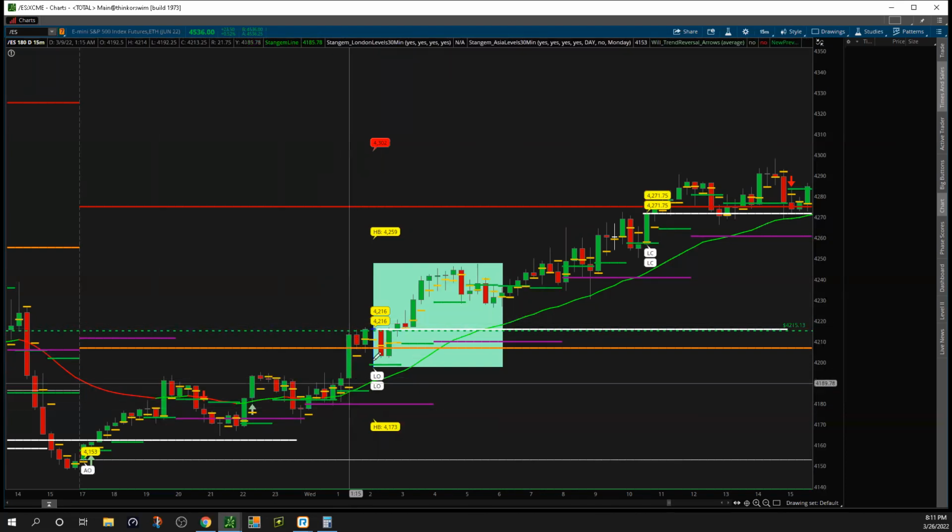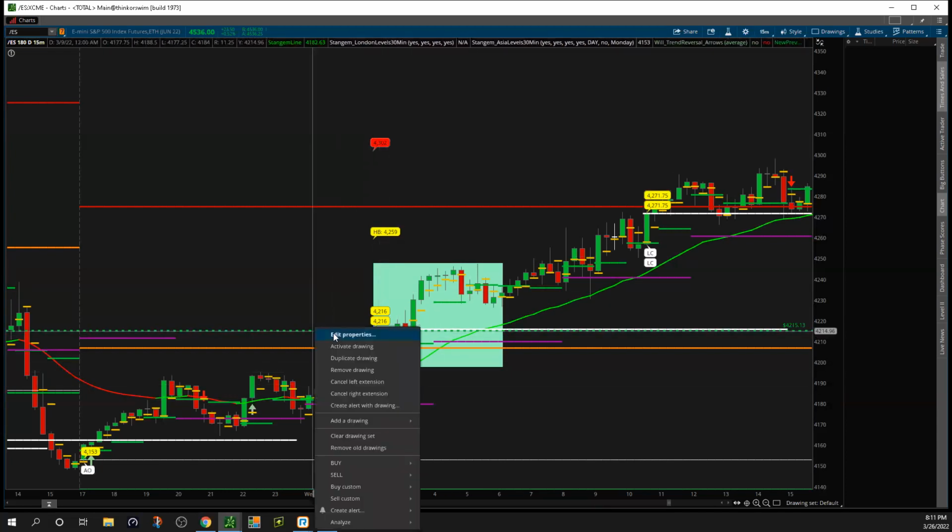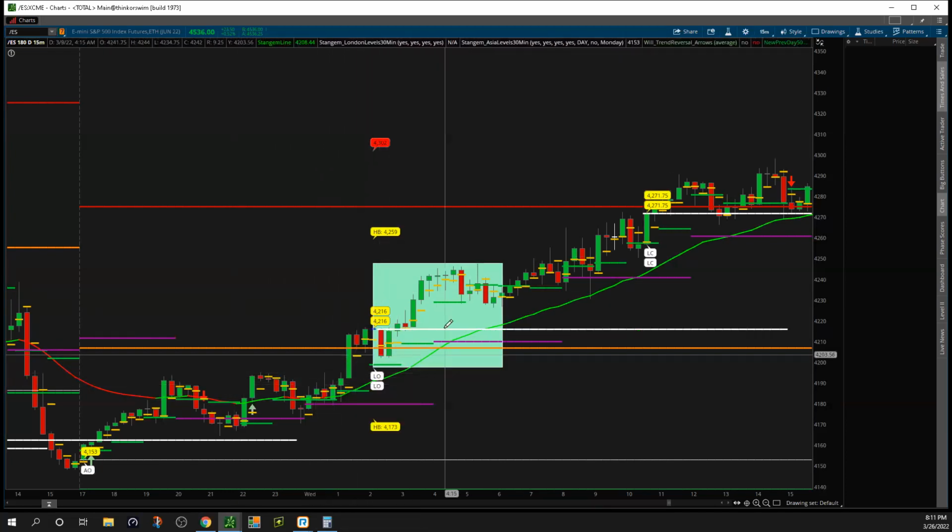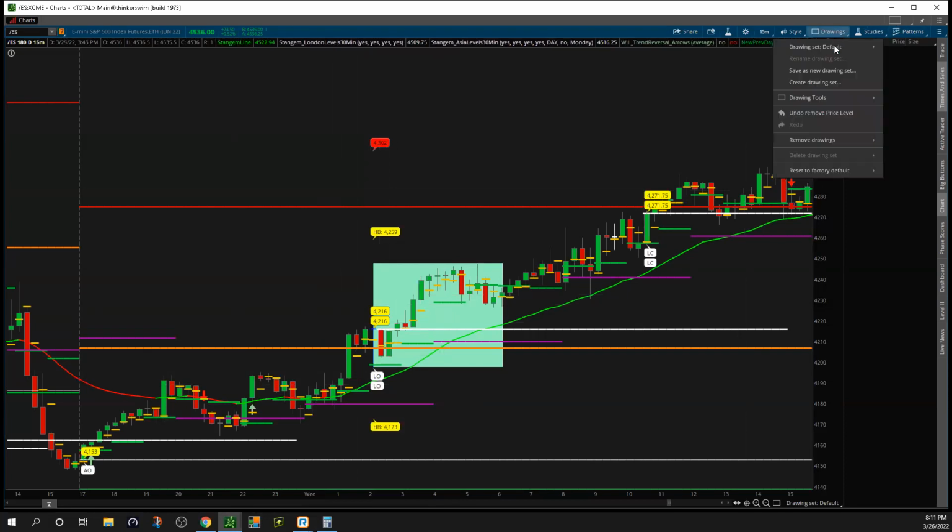Big candle coming into London Open. Low, high, half back. London Open, half back right there. Low, high, half back. Whee! Draw the fibs.